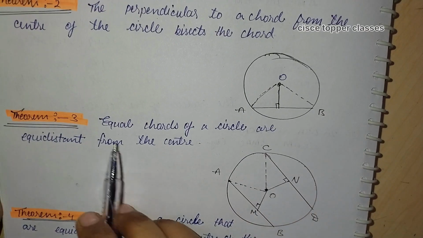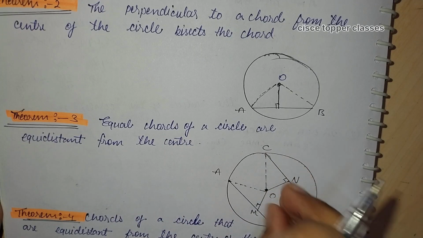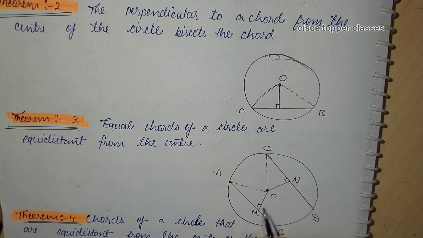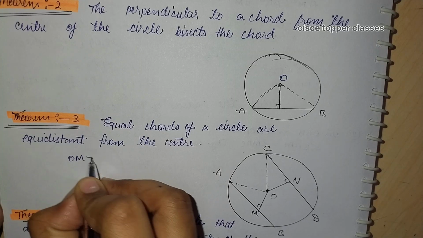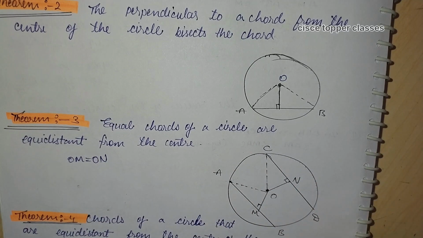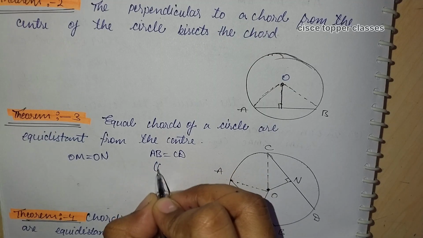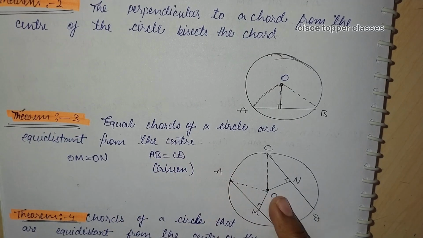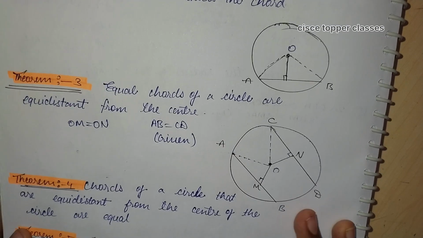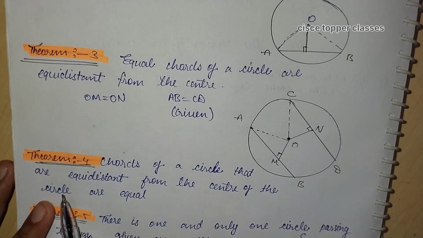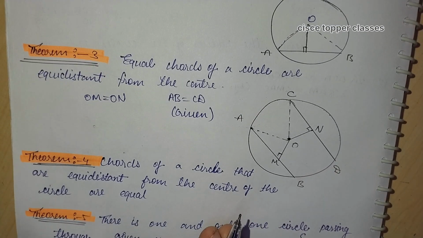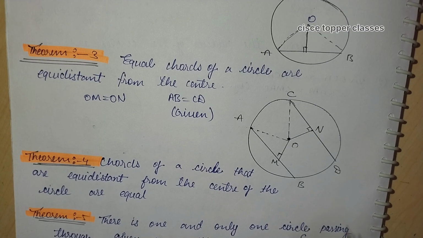Now we have theorem 3: equal chords of a circle are equidistant from the center. Means here OM is equal to ON, because these are equal chords. AB is equal to CD is given to us, and from that we can conclude that the distances from the center are equal. Now we have theorem 4: chords of a circle that are equidistant from the center of the circle are equal. This is the same as 3. If they are equidistant, it means the chords are equal.